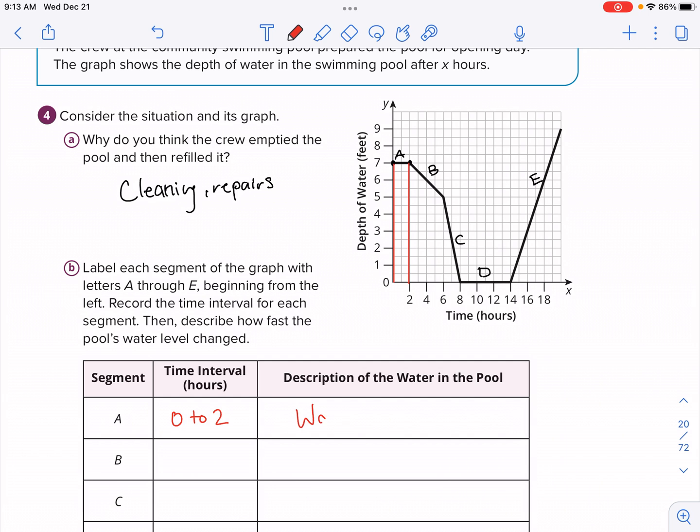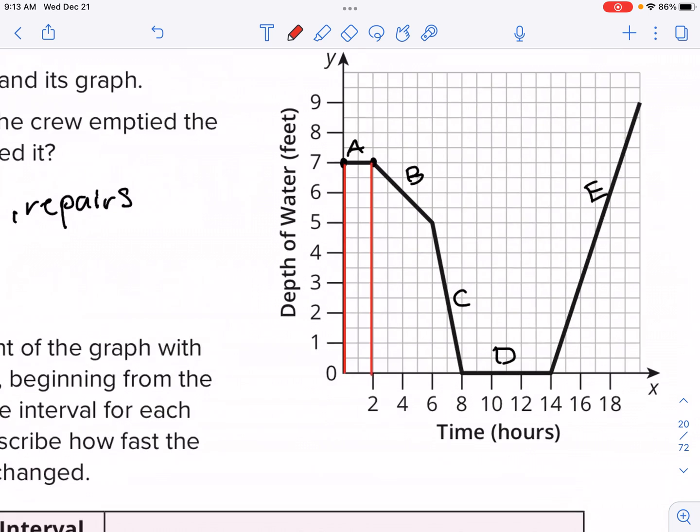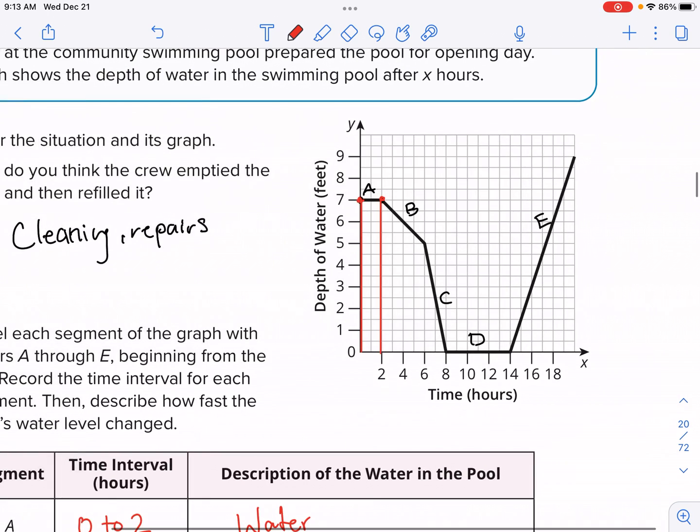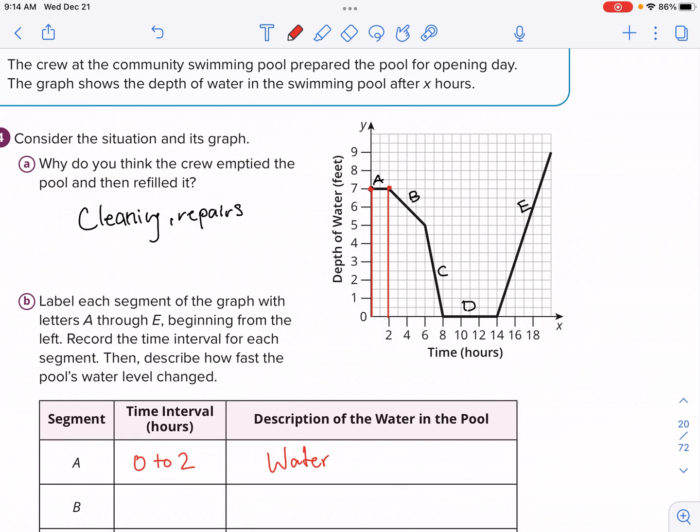The water, since it's at 7, it's 7 here and it's 7 here. Well, it's not getting more, it's not getting less. So the water stayed at 7 feet deep. Okay, so 7 feet deep, that's pretty much taller than everyone.